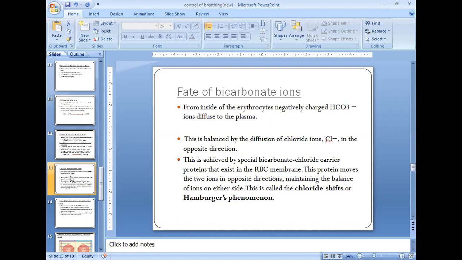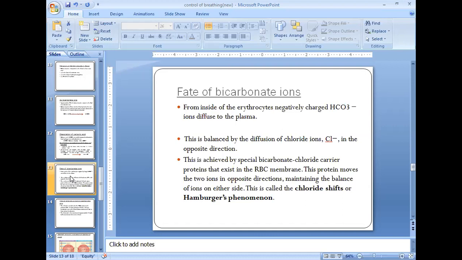Next is the fate of bicarbonate ions. As I told you, as a result of dissociation of carbonic acid, hydrogen and bicarbonate ions are produced. So hydrogen combines with oxyhemoglobin, while bicarbonate ions move out from the red blood cells, diffusing out into the plasma, while to maintain the balance of ions on either side, chloride ions move from the plasma into the red blood cells.